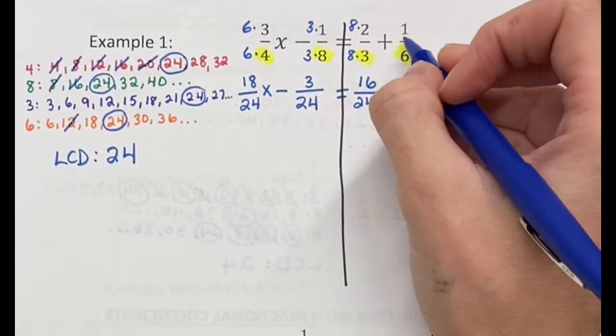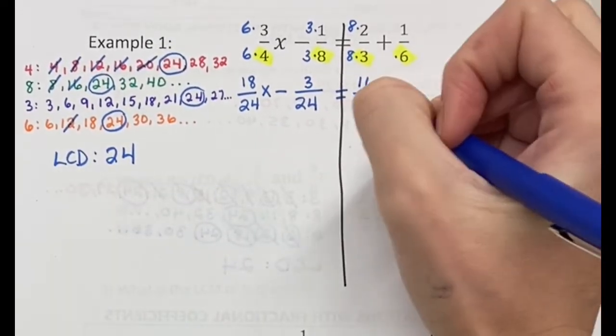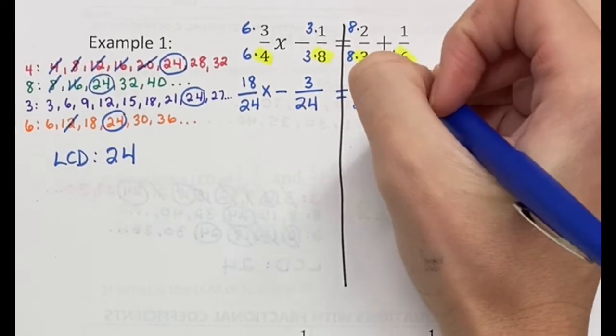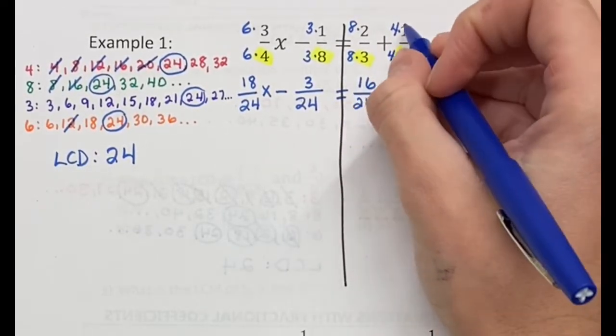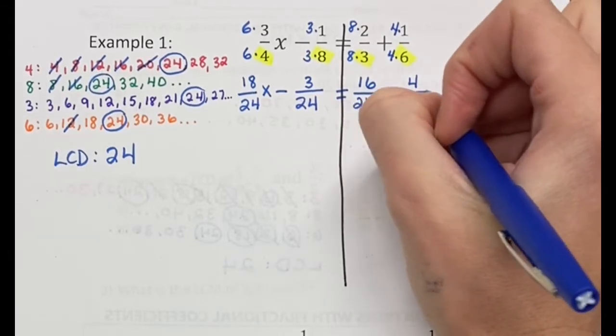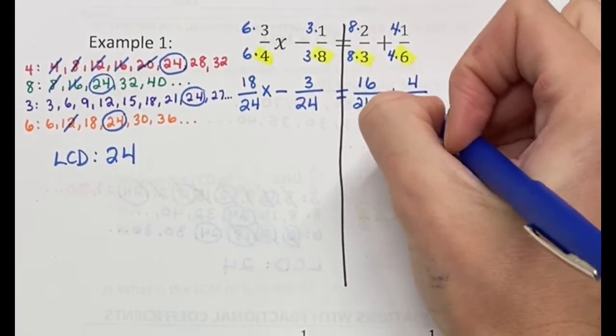Then we have plus 1/6. What do I multiply 6 by to get 24? Well, that would be 4. What I do to my denominator, I do to my numerator. So I multiply by 4. So I get plus 4 times 1 is 4 over 4 times 6, which is 24.